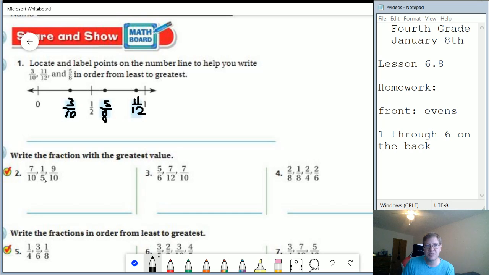You can use a benchmark fraction to compare 1/5 to 1/2, and then compare these to 1/2 to figure out where this should go. Or you can change this fraction to parts out of 10, which should be really easy because we can count by 5s 2 times to get to 10, and we can multiply this by 2. And then we can make all 3 of them parts out of 10. So use one of those 2 strategies, pause the video, come up with your answer, and when you're ready, hit play. All right.